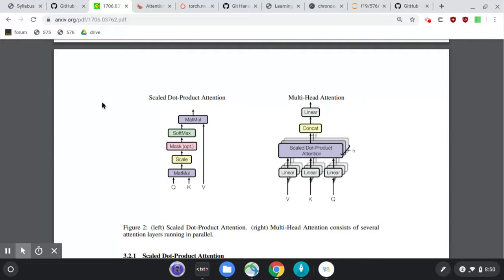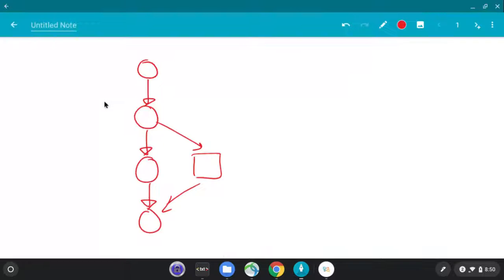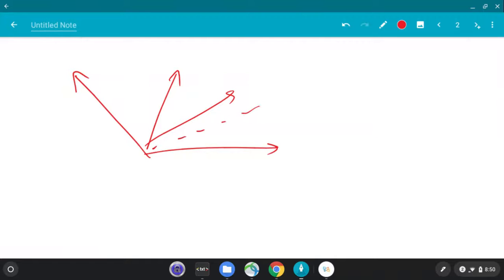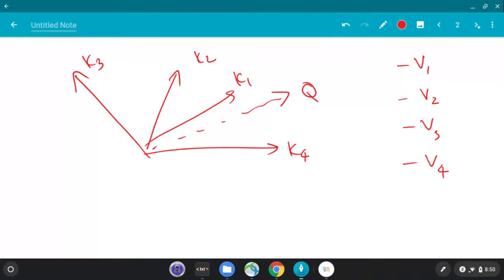So query is just asking. You have a bunch of keys. If the query is close to some keys in some sense, maybe in terms of inner product. Let me draw this here. Think of keys as a bunch of vectors, and this is q. This is key 1, key 2, key 3, and key 4. And you have value 1, value 2, value 3, and value 4. These are four vectors.